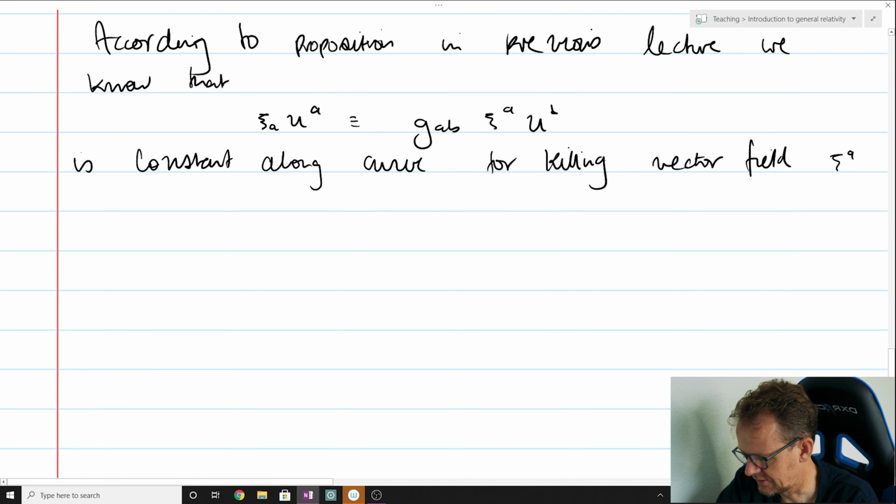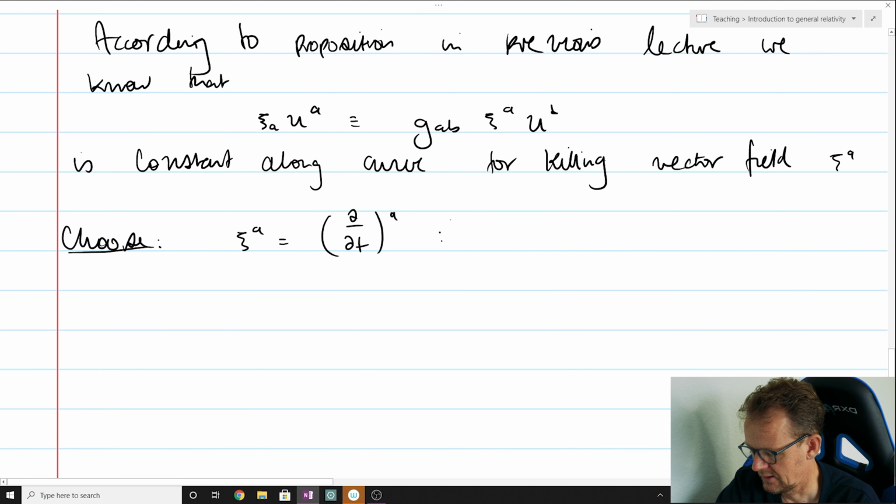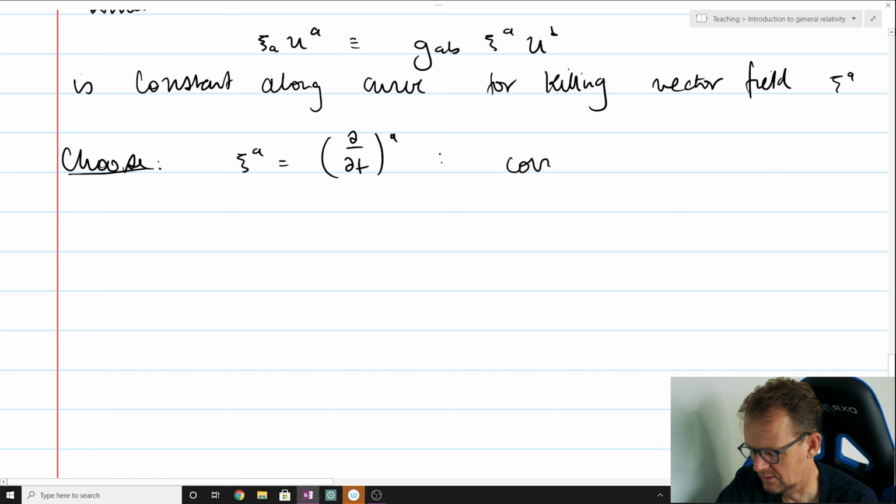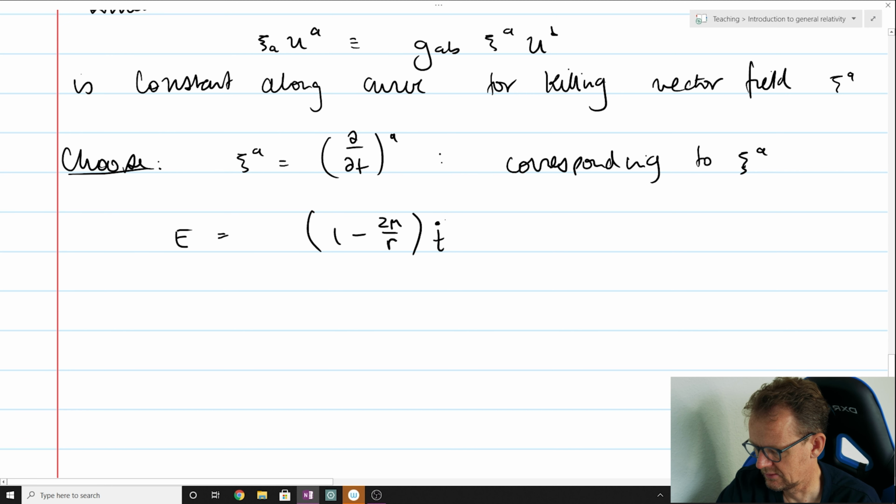So let's choose our first and favorite Killing vector field, the one that generates time translations. Corresponding to this vector field, we have the following constant of the motion, which has a name, right? What is it that doesn't change as time passes? Well, we give it a name in physics, that's called the energy.